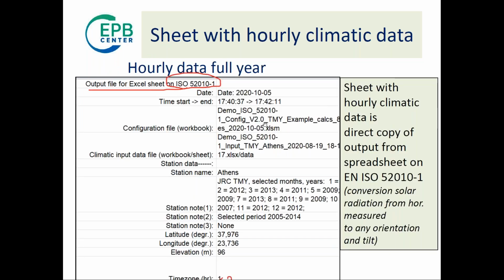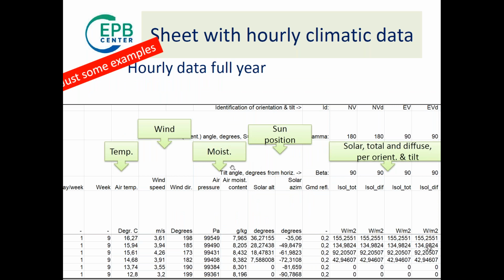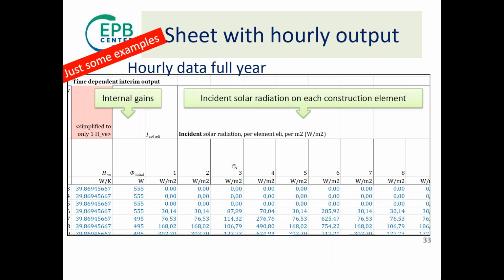Then we have another sheet with the hourly climatic data, and the nice thing of this one is that you can simply copy it from the output of the spreadsheet on the standard on climatic data, this one, the conversion of solar radiation from horizontal to any other orientation and tilt. And this gives you the hourly values for all the climatic data that you need. And then you have the sheet with hourly output data. Again, just some examples of it. So the internal gains, incident solar radiation of each construction element. So these are typical intermediate results that you can check.